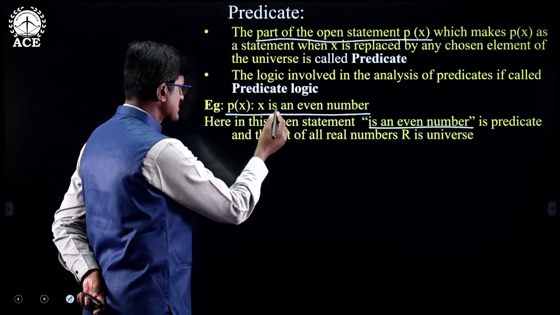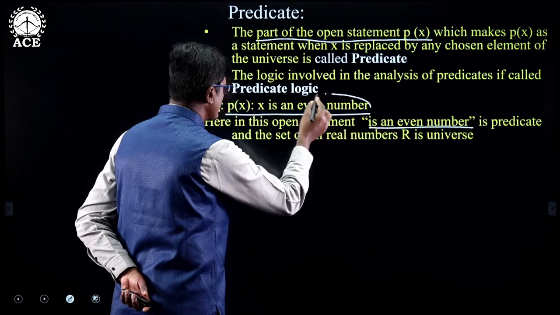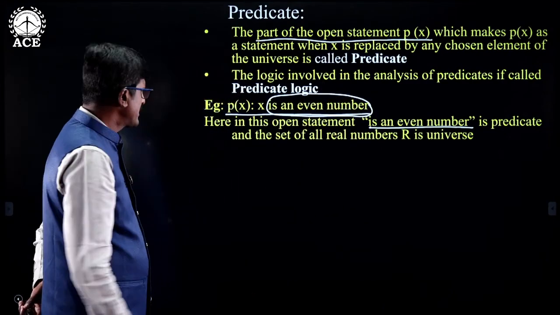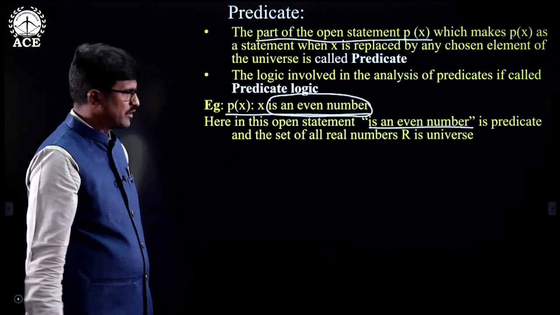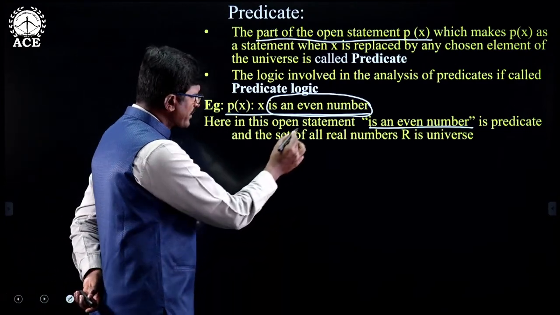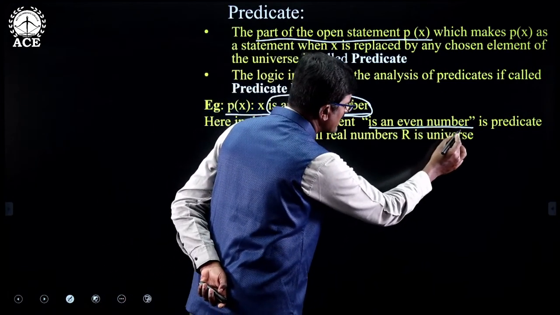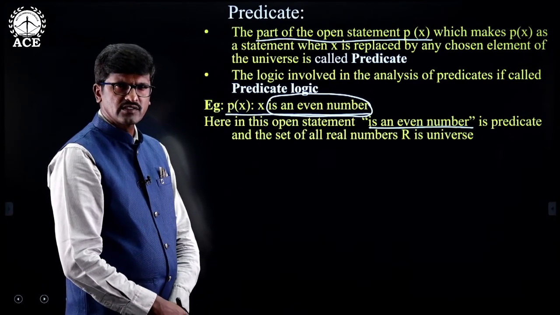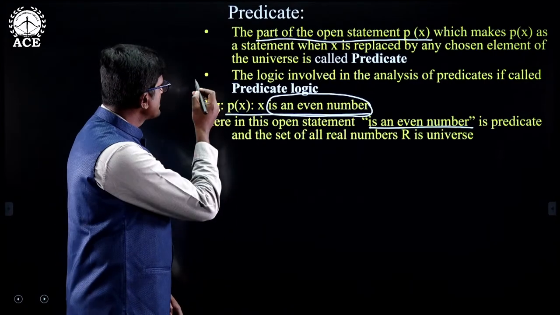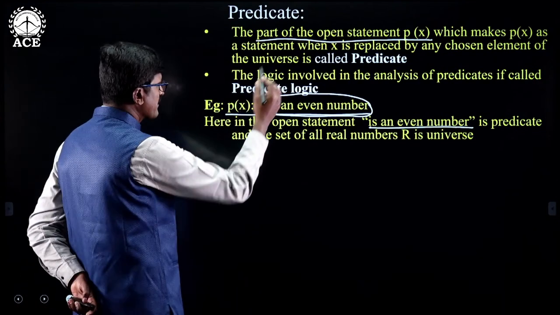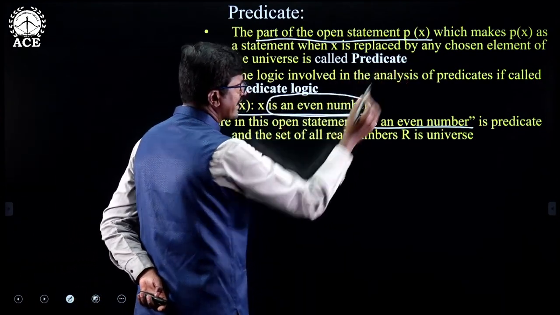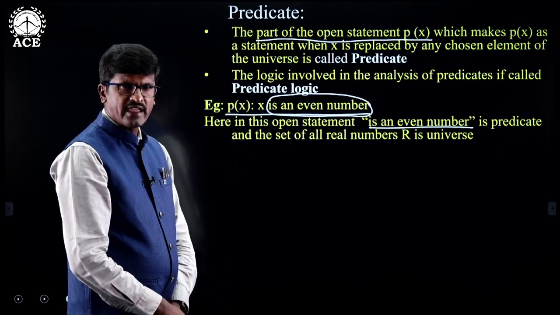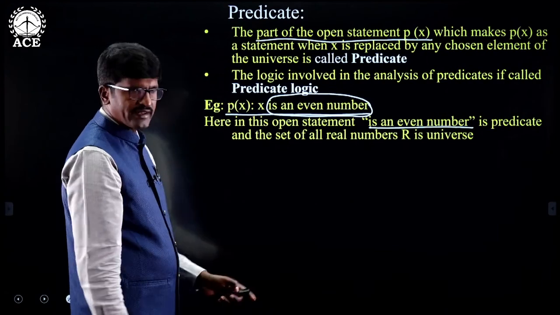If you look at this open statement, this is the predicate, and x is the free variable. So here in the open statement, "is an even number" is the predicate, and the set of all real numbers R is the universe. Now, what is the definition of predicate? The part of the open statement P of x, which makes P of x a statement when x is replaced by any chosen element, is called a predicate.